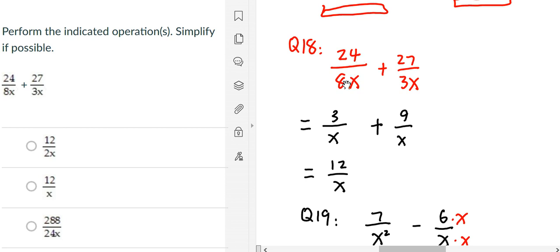24 divided by 8 is 3. 27 divided by 3 is 9. And then after you reduce those two rational expressions, you then have the x the same. 3 plus 9, you have a 12. So in this case, the second choice is our correct answer.